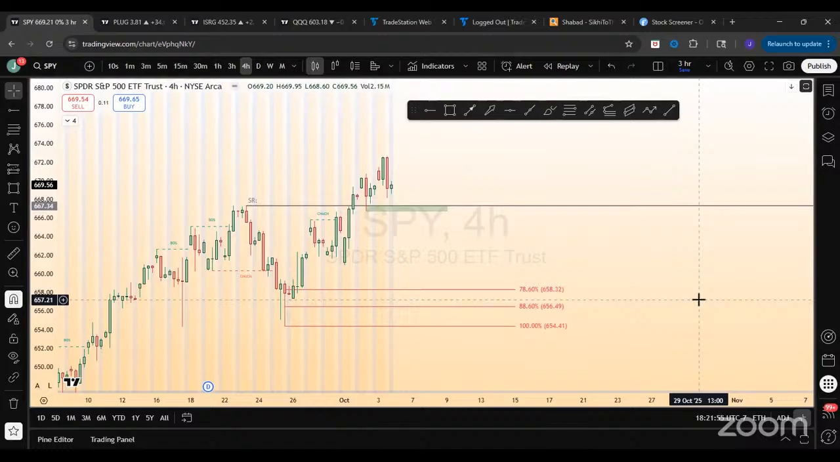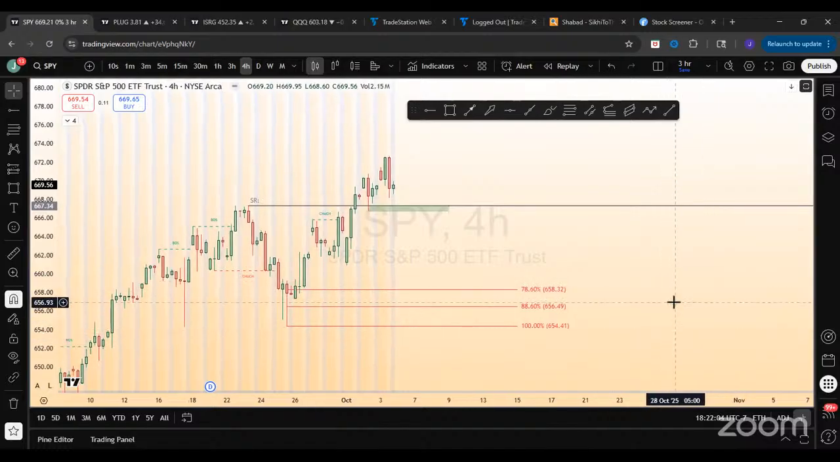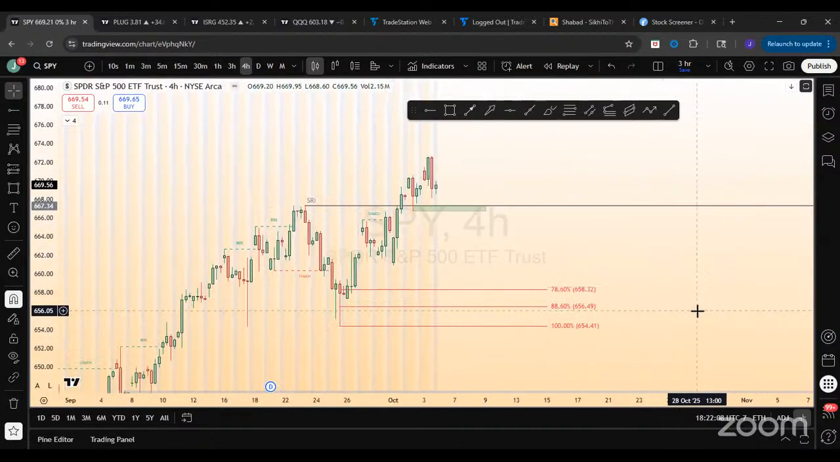Yeah, it applies to everything, even index and even the stocks. I can show you examples of it. I used to post a lot of examples of 78.6. I don't know why, but they work really well. 78.6 and 88.6 are my go-to levels. I have seen crazy reversals from there. So let me pull up.